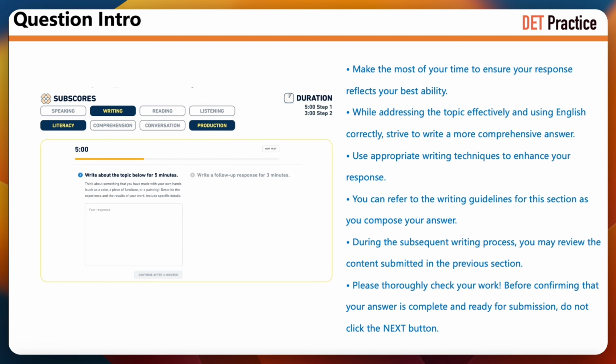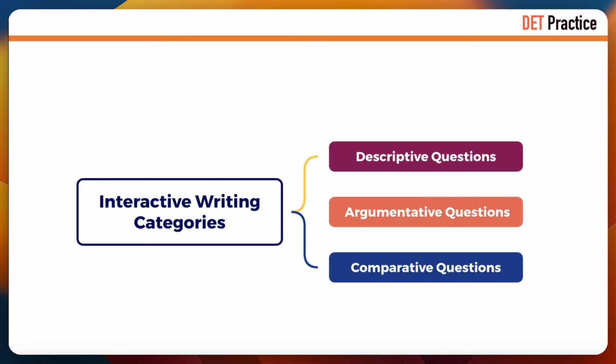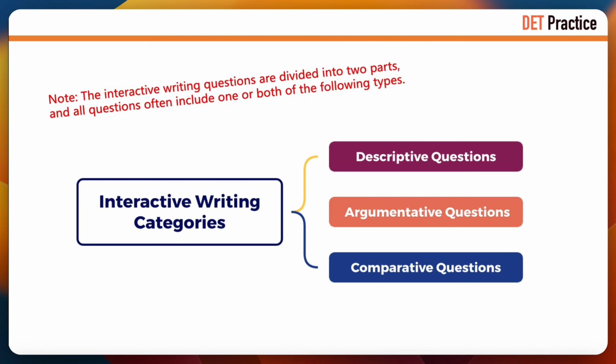Next, let's look at the classification of interactive writing questions. Based on our analysis, the questions can be divided into 3 main categories: descriptive questions, argumentative questions, and comparative questions. It's important to note that interactive writing questions are divided into 2 parts, and all questions often include one or both of these types. In the following videos, we'll discuss strategies for tackling each of these 3 categories.